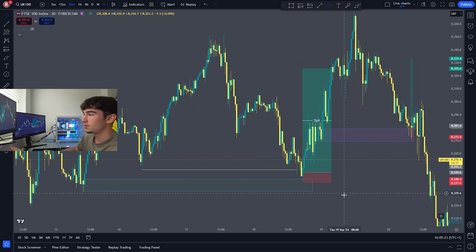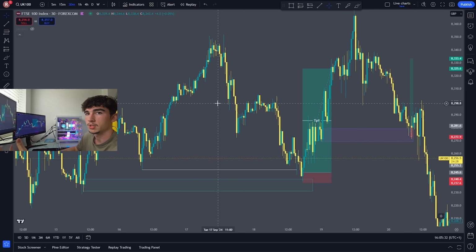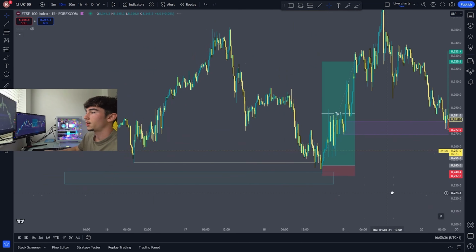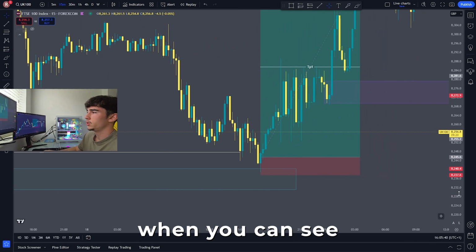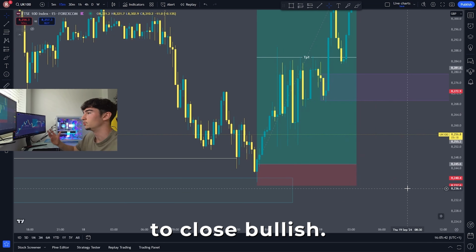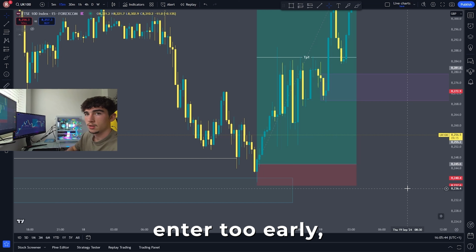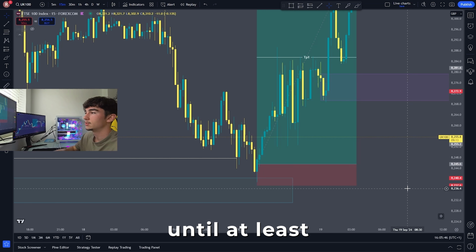The next part of this is the entry. So you'll see right here, I didn't actually enter on the close, I entered more aggressive. The reason for this is because UK 100 loves to take off from zones on the first candle to tap whenever it's going to win, which in this case, I use a 15-minute bottom wick entry. All that is basically when you can see that a candle is highly likely to close bullish, you don't want to enter too early, so you always wait until at least this second 15-minute candle.